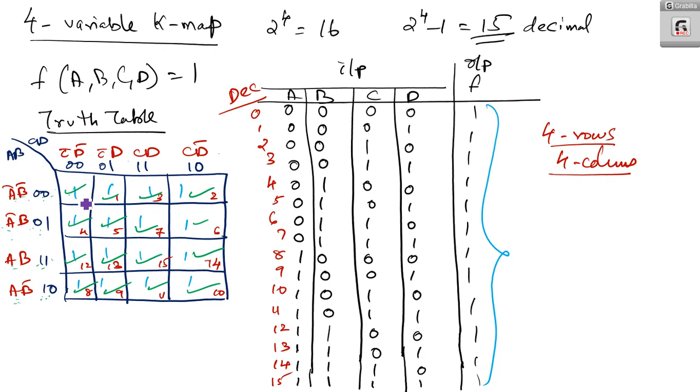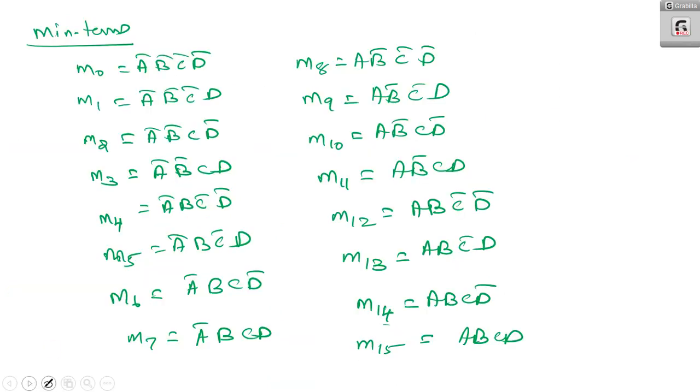That means M0 can be written as A bar, B bar, C bar, D bar. M1 can be written as A bar, B bar, C bar, D. M3 can be written as A bar, B bar, C, D. Okay. That means each cell, instead of these ones and zeros, we can replace it by the corresponding minterm and maxterm.